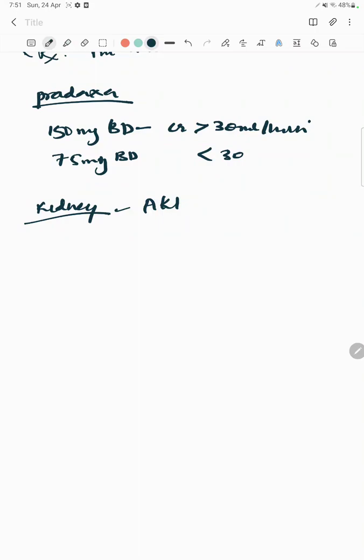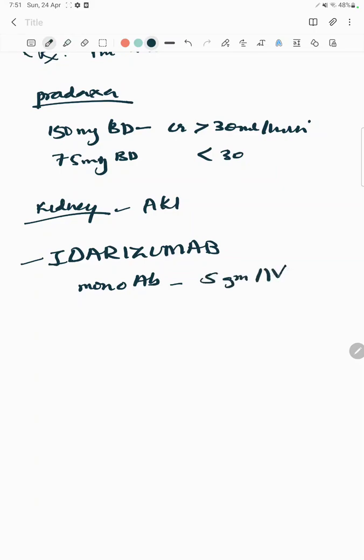What we have at hand is only 2 of these. The most specific one is Idarucizumab, which is a monoclonal antibody given at a dosage of 5 grams IV. But this is very costly, in lakhs in India, so it is rarely available in the pharmacy to get your hands on.